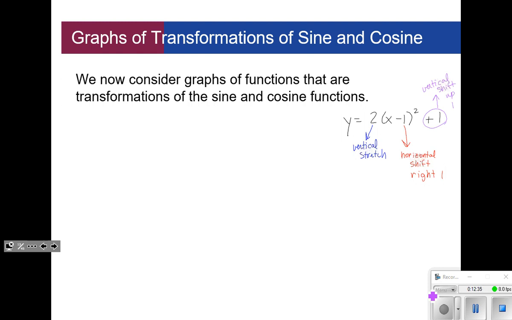Now, the difference with our sine and cosine functions is that any vertical shifts they typically write in the front. So they would write this as 1 plus 2 and so on. They would put the vertical shift in the front.